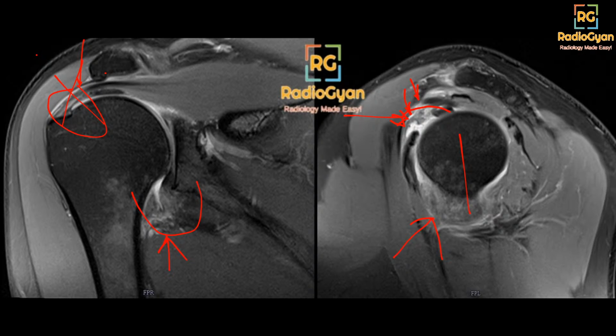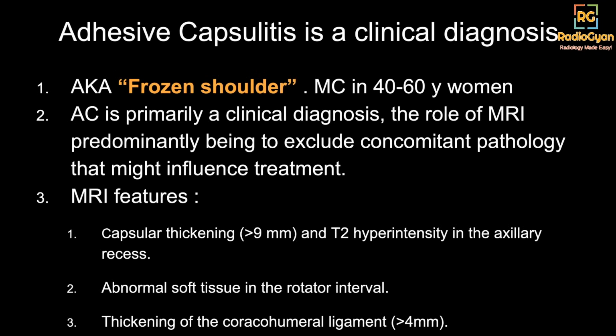As I said previously, there is thickening of the axillary recess of the glenohumeral joint with hyperintensity. The same is seen on the sagittal images, and apart from that, there is hyperintense soft tissue in the rotator interval. So this is frozen shoulder or adhesive capsulitis. In today's session, the titles of the slides are your take-home points. Even if you don't look at the rest of the slide, make sure that you understand the important clinical take-home points. So frozen shoulder is a clinical diagnosis.